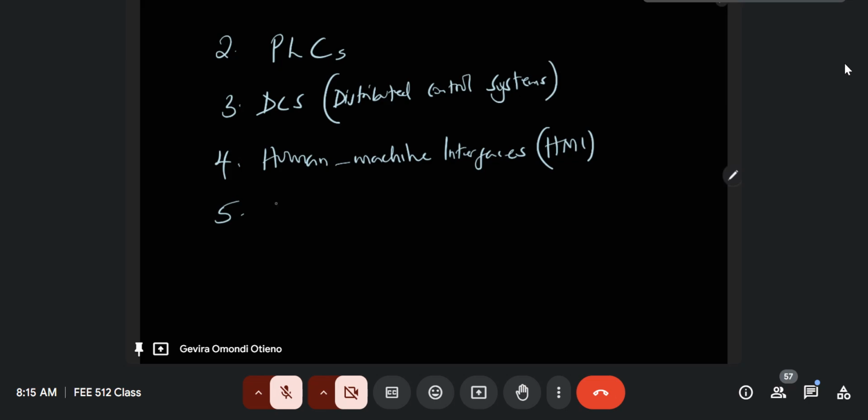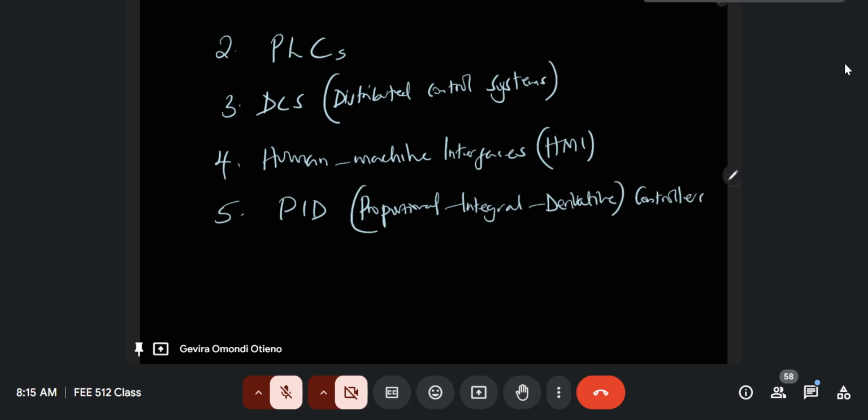The other one is the PIDs. I don't know whether you, as final year students, should be able to know what a proportional integral derivative is. So this is a PID controller: proportional integral derivative controllers. So, ladies and gentlemen, you must know that this is one of the most commonly used industrial control systems, a PID. That's why we study them in class.